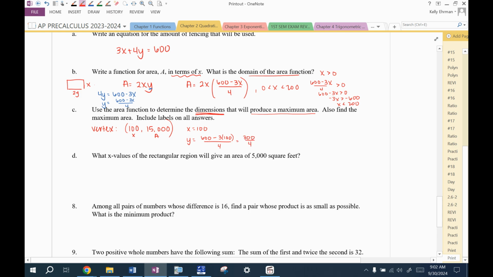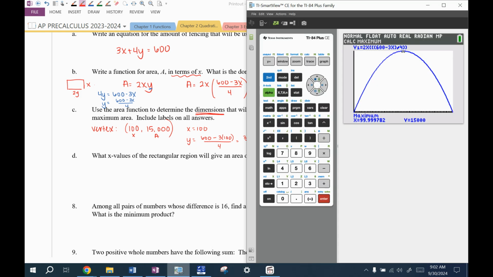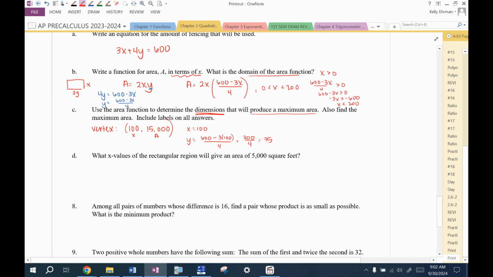Divided by 4, I think that's 75, right? Divided by 2 is 150. Half of 150 is 75. You can use your calculator to confirm that if you don't trust it. So the dimensions are 100 feet by 75 feet. So those are the dimensions.